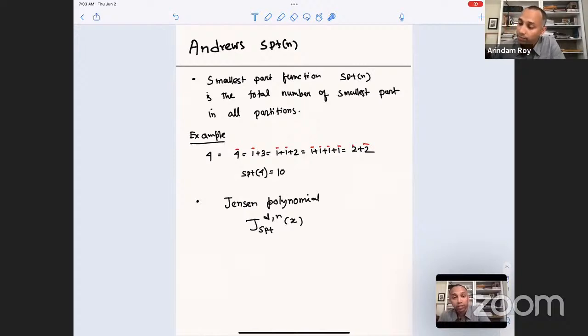So one example: if you take 4, then the partitions of 4 are 4, 1 plus 3, 1 plus 1 plus 2, 1 plus 1 plus 1 plus 1, and 2 plus 2. In the partition 4, the smallest part is 4, here the smallest part is 1, and so on. So it turns out spt(4) is 10. And then again, the same question: if you consider the Engel polynomial for this smallest parts function, are they all hyperbolic?